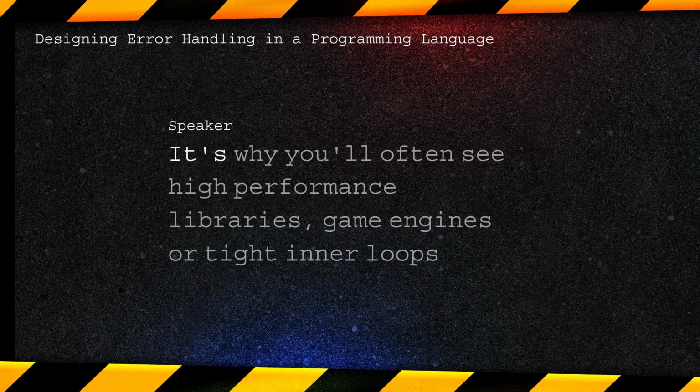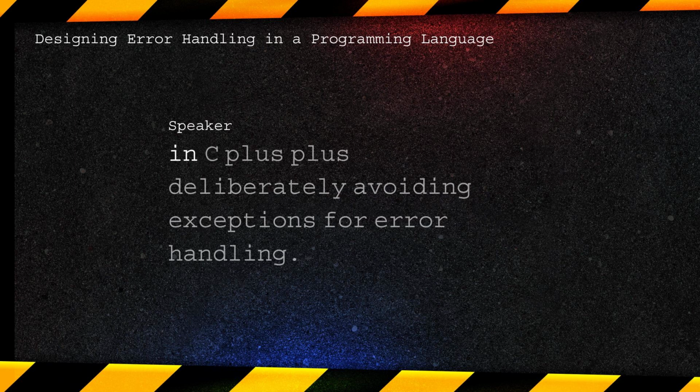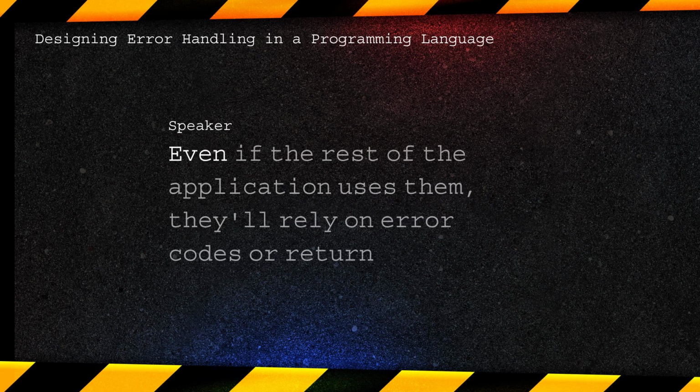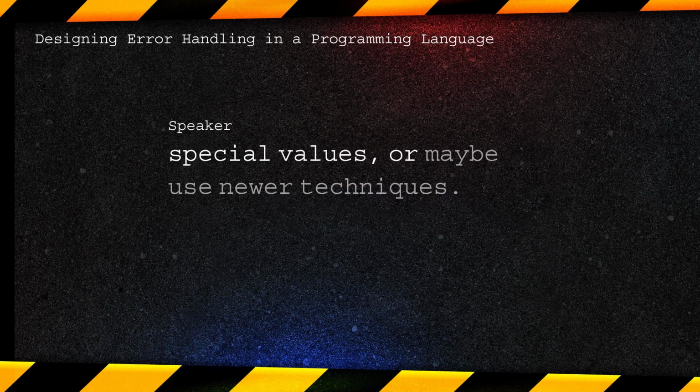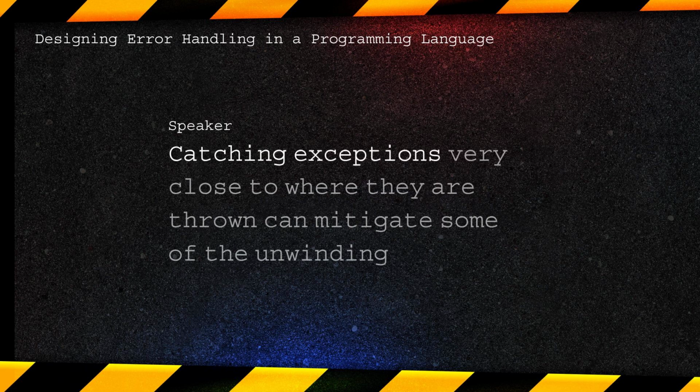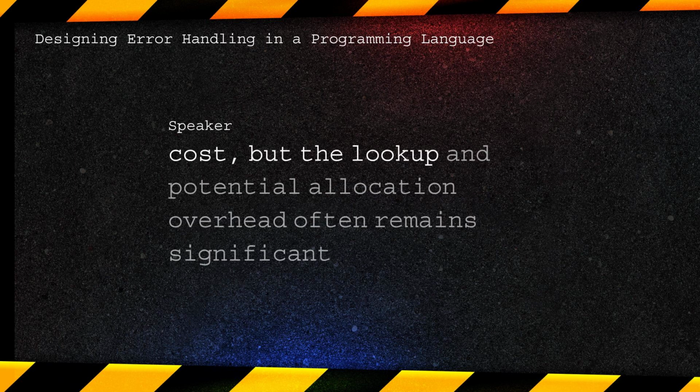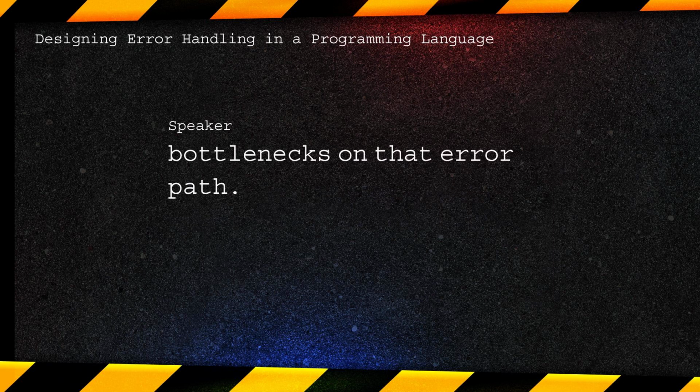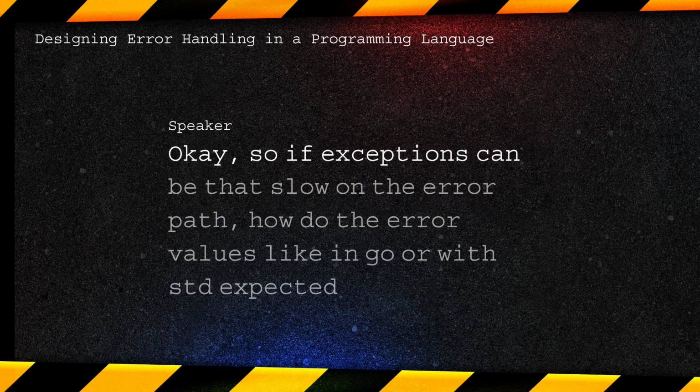Wow. Okay, that's not a small difference you can just brush aside, especially in performance-sensitive code. It's really fundamental. It's why you'll often see high-performance libraries, game engines, or tight inner loops in C++ deliberately avoiding exceptions for error handling, even if the rest of the application uses them. They'll rely on error codes or return special values, or maybe use newer techniques. Catching exceptions very close to where they are thrown can mitigate some of the unwinding cost, but the lookup and potential allocation overhead often remain significant bottlenecks on that error path.